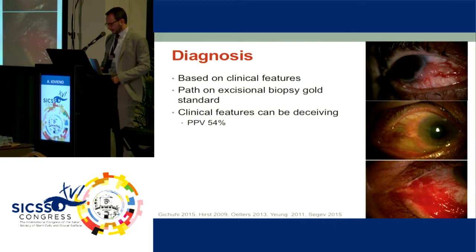Diagnosis is based essentially on clinical features. These are the three most typical presentations or pictures of this neoplasm. The gold standard, however, remains the excisional biopsy and then histopathology. The clinical feature can sometimes be misleading. So the positive predictive value is 54%.